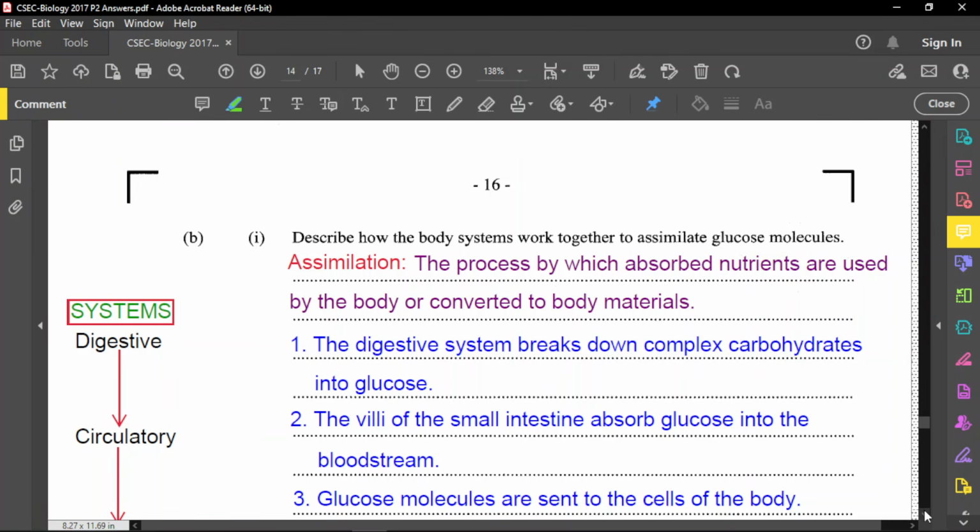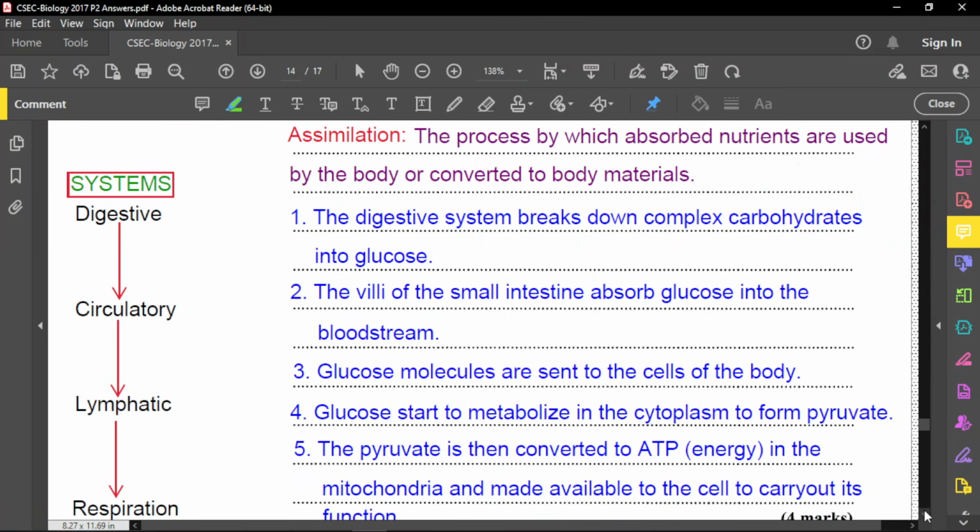Whatever carbohydrates you're eating, whether it be disaccharide or polysaccharide, it must break down to glucose. Now the villi, which are still part of the digestive system, will absorb the glucose molecules into the bloodstream. The bloodstream, by the circulatory system, will transport the glucose to the target cells. Now the glucose molecules are sent to the cells in the body, which are our target cells.